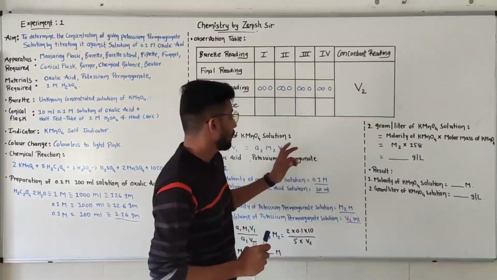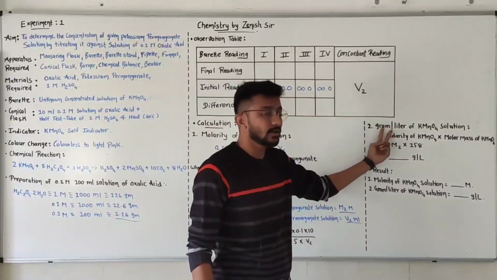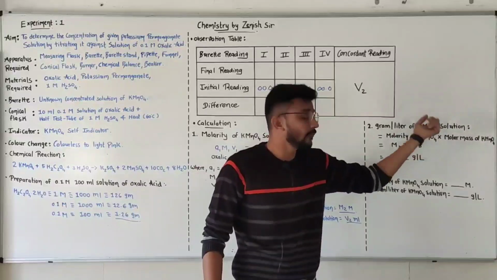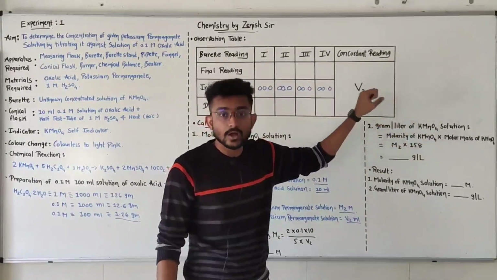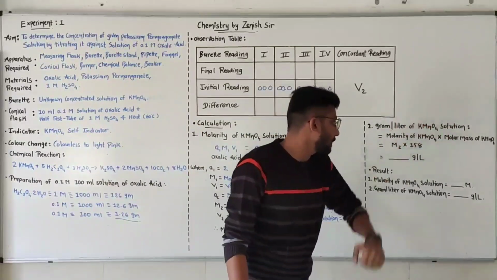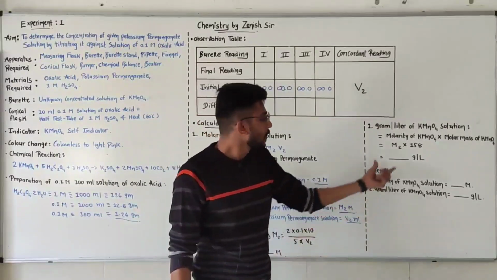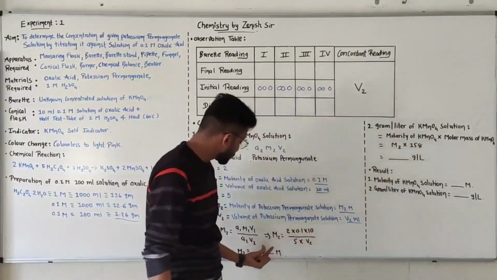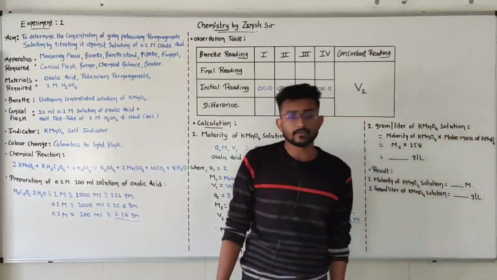Now we also have to calculate a second thing, which is known as gram per liter, or the strength of KMnO4 solution. How can we calculate the strength of KMnO4 solution? There is a simple formula for that. Molarity of KMnO4, which is calculated over here, multiplied by the molar mass of KMnO4.